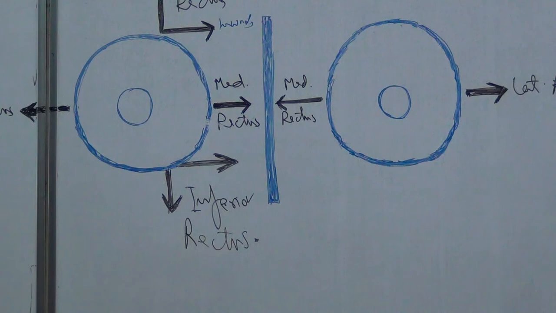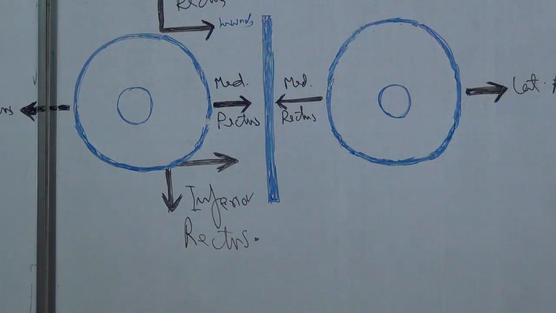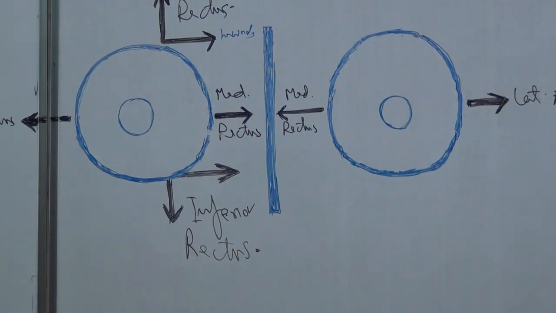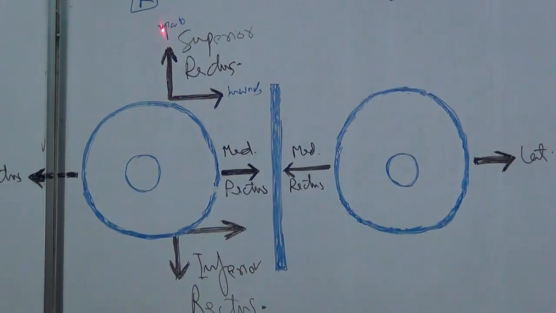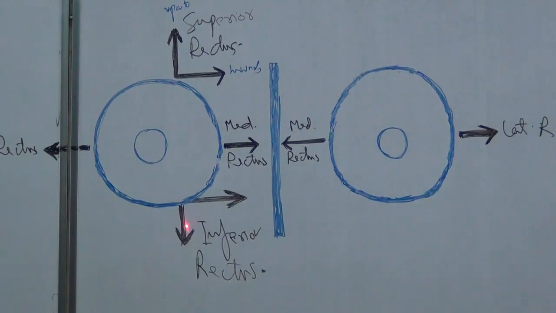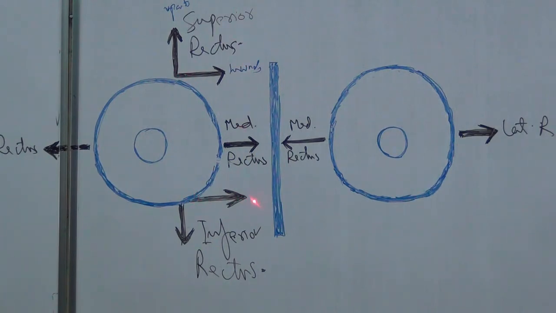So you can see the superior rectus moves the eyeball upwards. Inferior rectus moves the eyeball downward. Opposite actions, but these two actions are similar. Both superior rectus and inferior rectus move the eyeball inward, apart from upward and downward movement.